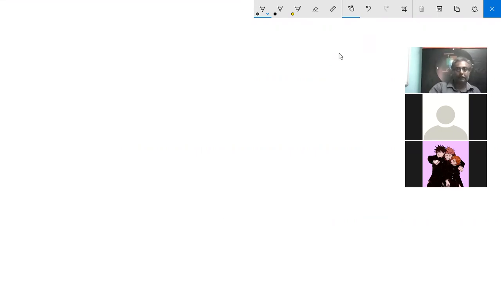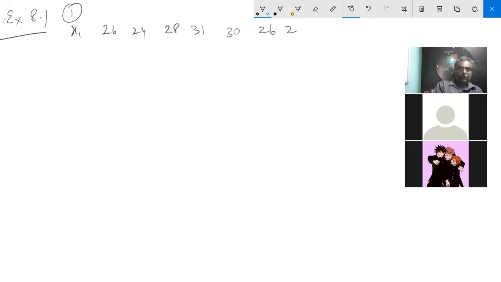Exercise 8.1. First sum we will do. In a week, temperature of a certain place is measured during winter as follows: X1, X2 like that. 26, 24, 28, 31, 30, again 26, 24. Now don't go for frequency distribution or anything. Use direct method. Very simple, use direct method.